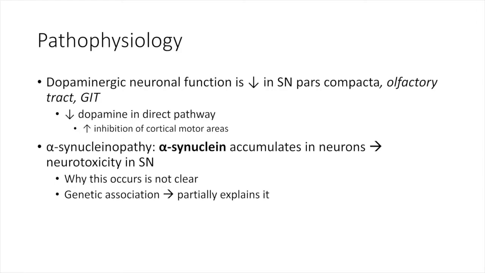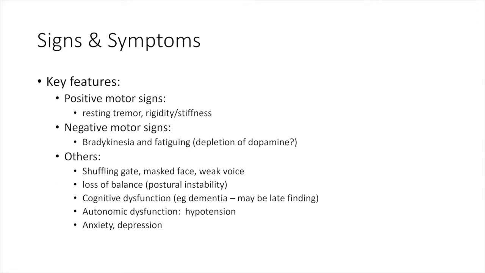So, what is causing this neuronal loss? It's believed that alpha-synuclein, a protein accumulating in the neurons of these affected regions, is important and brings about the neurotoxicity, particularly in the substantia nigra. It's not clear why this occurs, and there might be a possible genetic association that might explain 10 to 20% of cases. But this partially explains it. So obviously there's lots of unknowns about this disorder as of yet, and hence why this is at this stage a progressive disease and one that we can't effectively treat or halt its progression. So what are these signs and symptoms that I've sort of been alluding to?